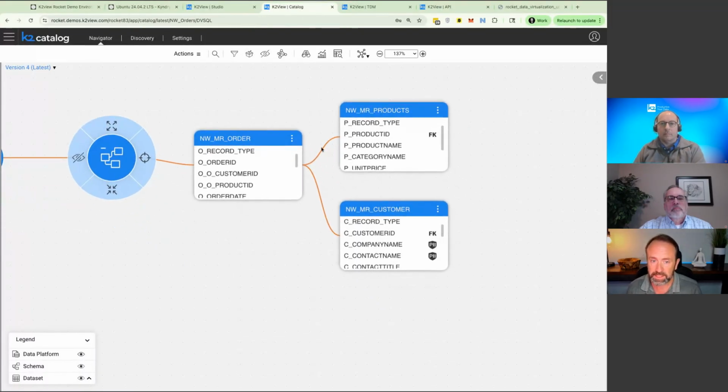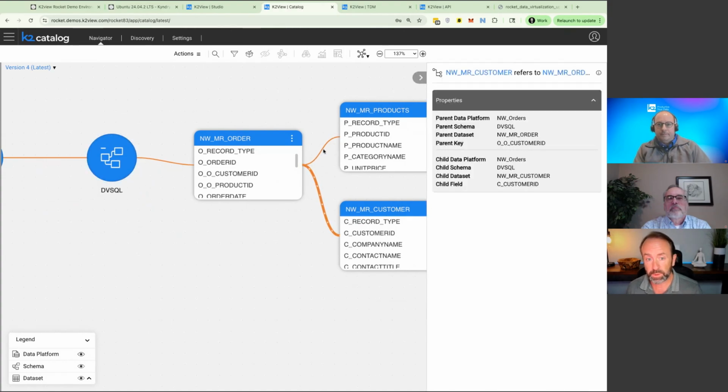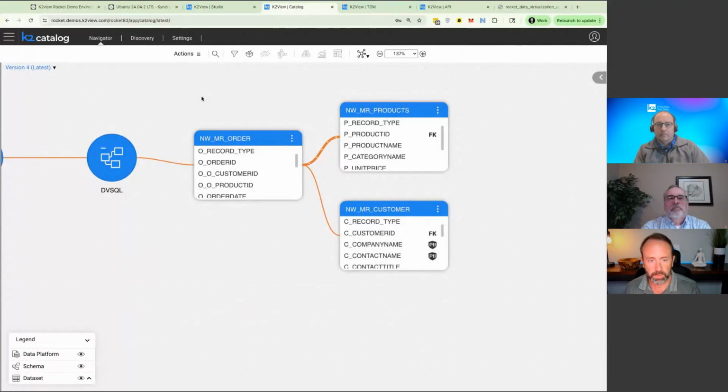And they are related. Basically, we've identified through the scan that there is a customer ID that relates each one of these. And so, the order is related to the customer and so on. This is a fully editable catalog. We can even use AI to drive this. I'm going to be brief on this because we don't have a lot of time, but you'll find more YouTube videos that'll explain exactly how this works.